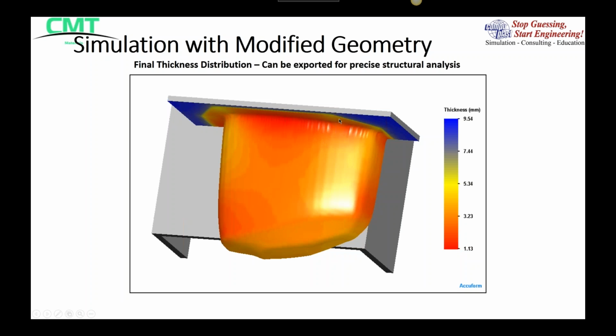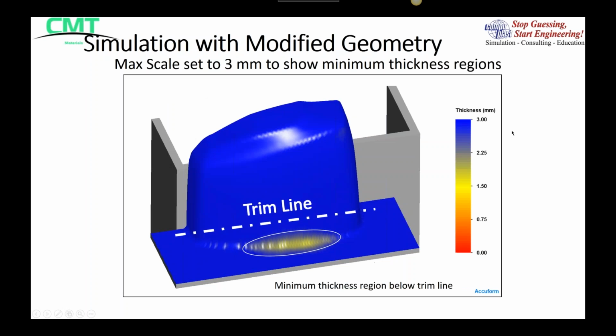And so here is the final part distribution. Now we adjust the scale to show the critical thickness. The critical thickness here was, I think, 3 millimeters. So we adjust the scale to show everything that's below 3 millimeters. And you can see here that that falls below our trim line, which isn't a concern because all this material below the trim line gets recycled back into the process. And we know our product will have an acceptable thickness all the way through.